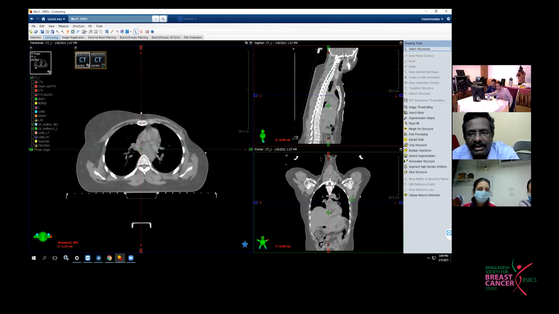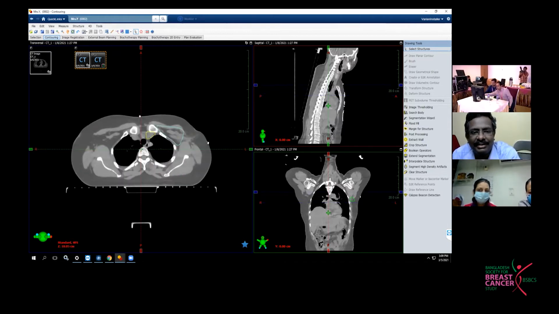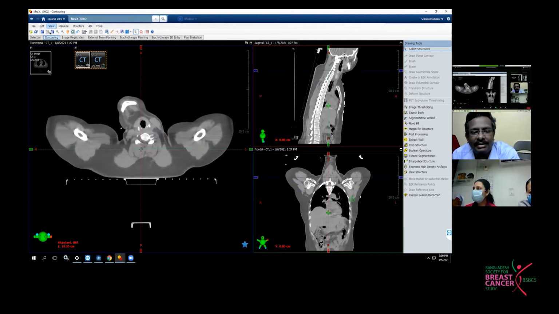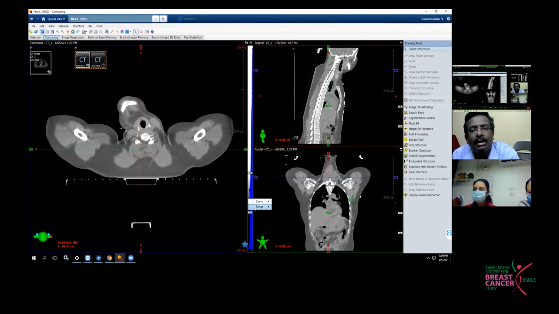Maybe you can just let us know where the pre-op location of the tumor was and scroll through the images first. Which quadrant was the location of the pre-op tumor? From where we have drawn.